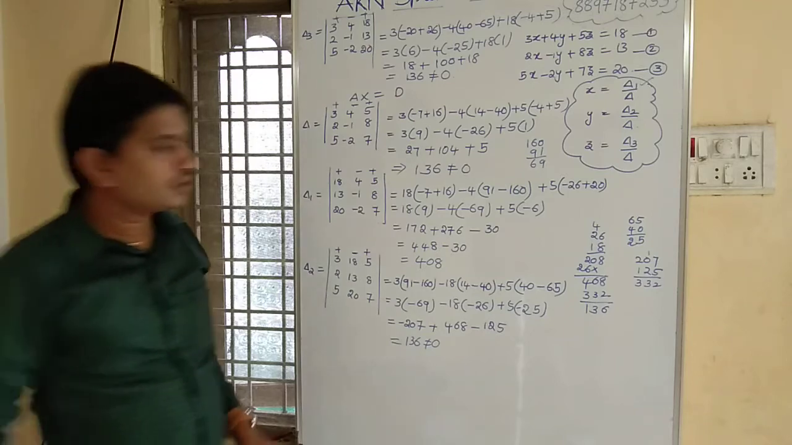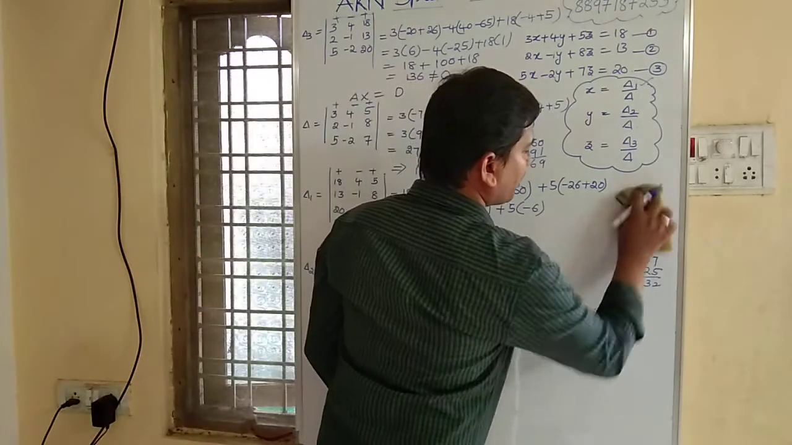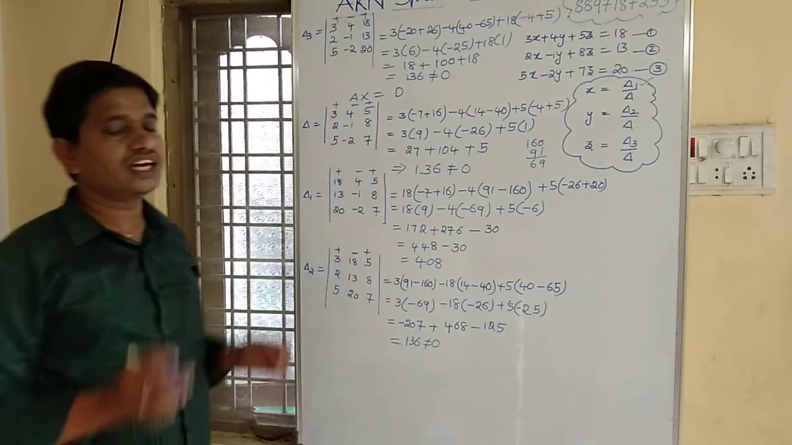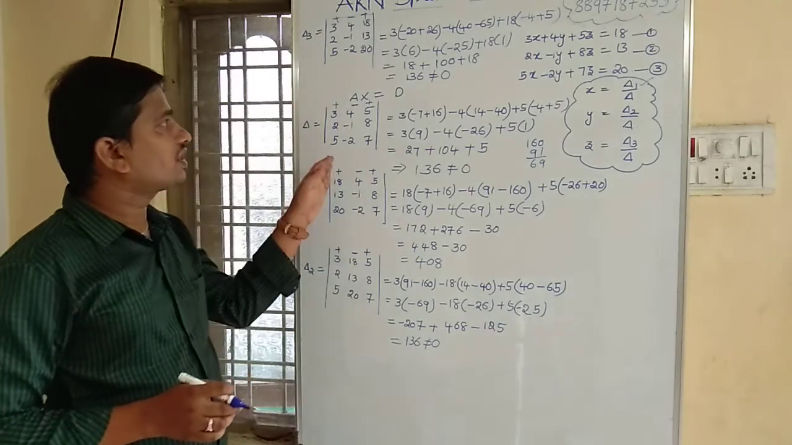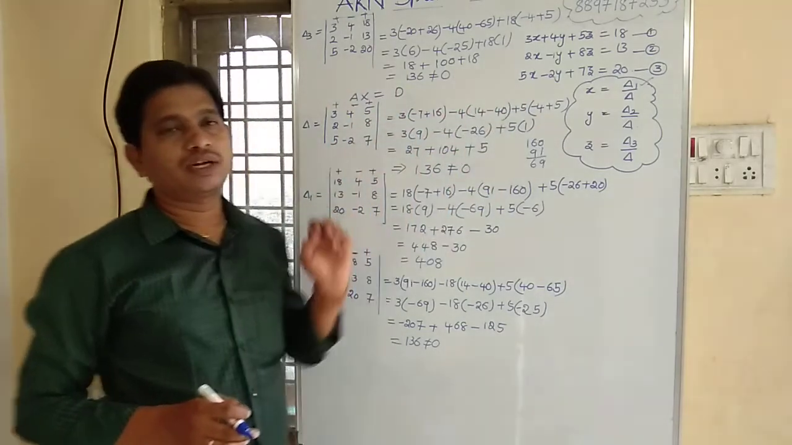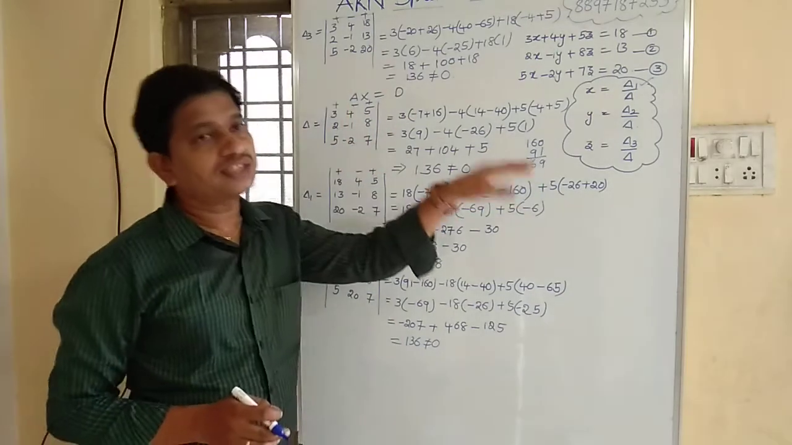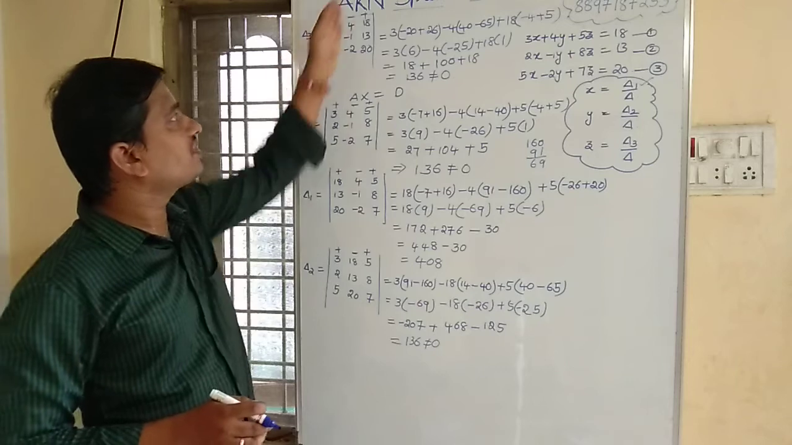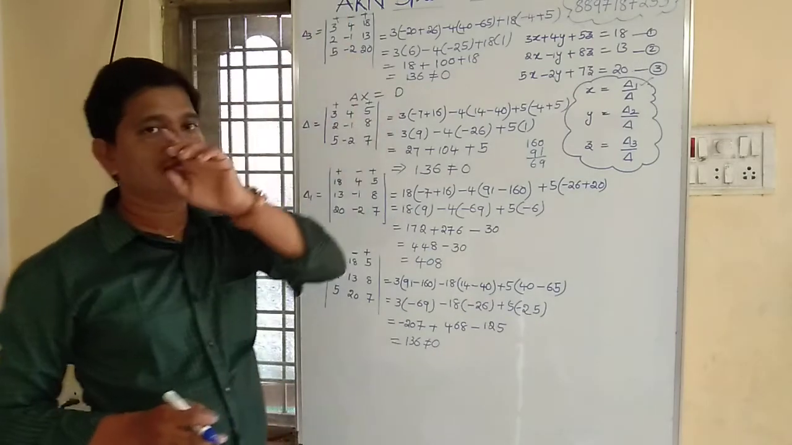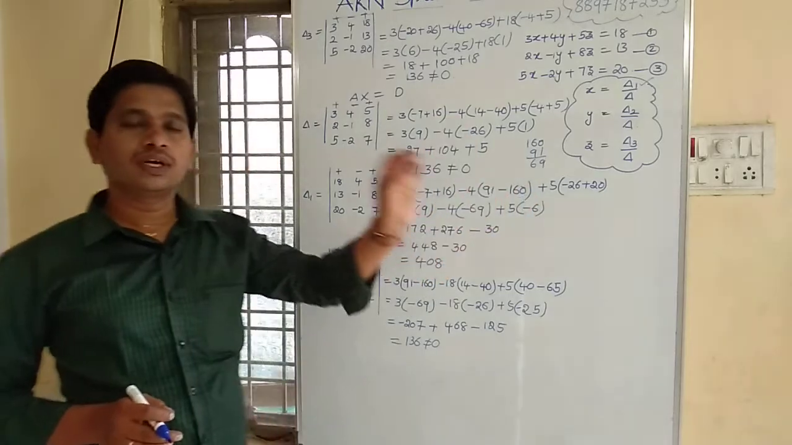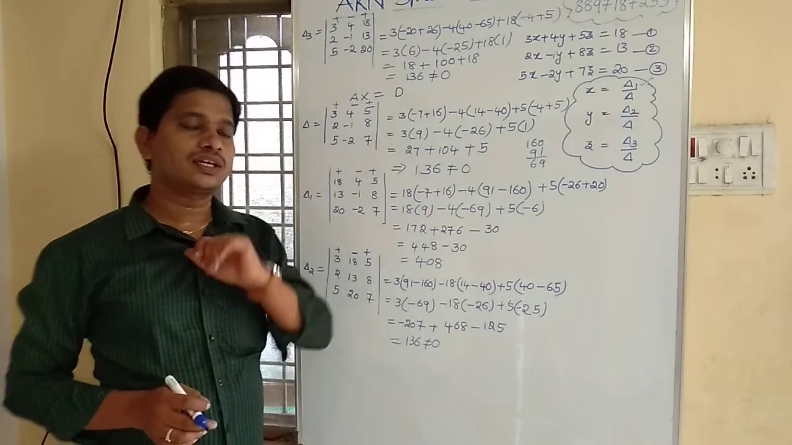Children, what did we do now? So far we found delta value, delta 1 value, delta 2 value. Delta 1 in the sense we need to replace the first column with the constant matrix. Delta 2 in the sense we need to replace the second column with the constant matrix. Delta 3 in the sense we need to replace the third column with the constant matrix. So we have found delta first, then delta 1, delta 2, delta 3.